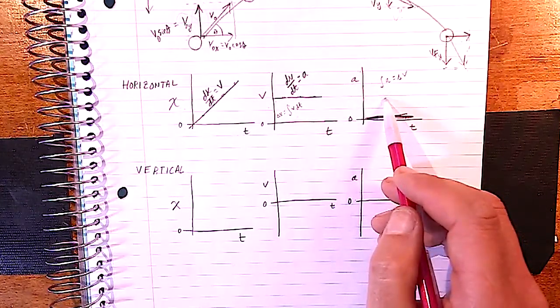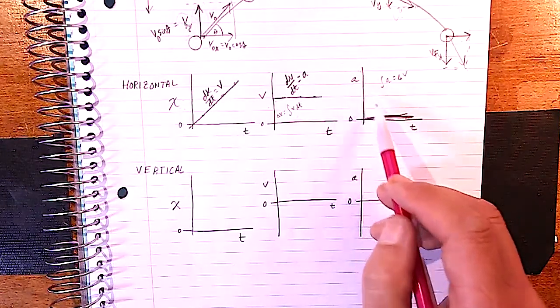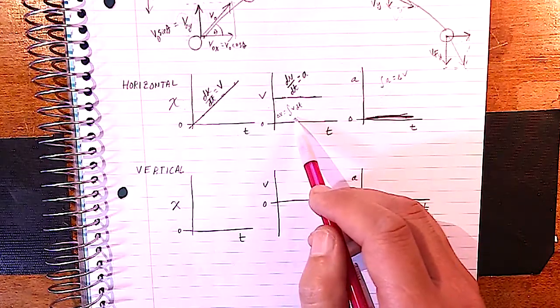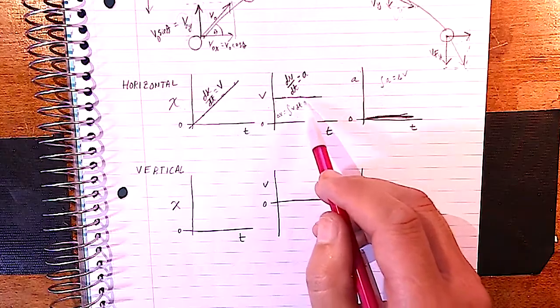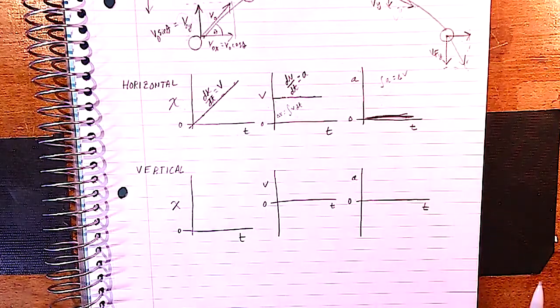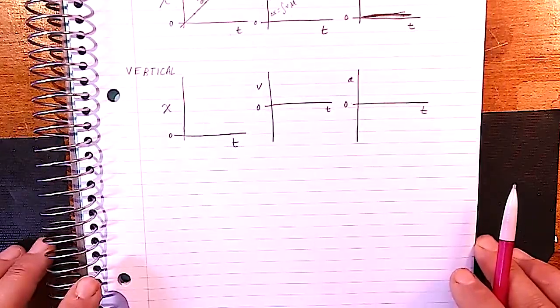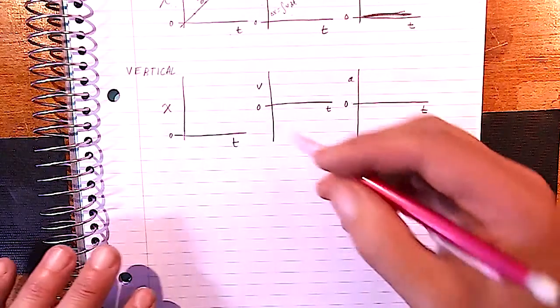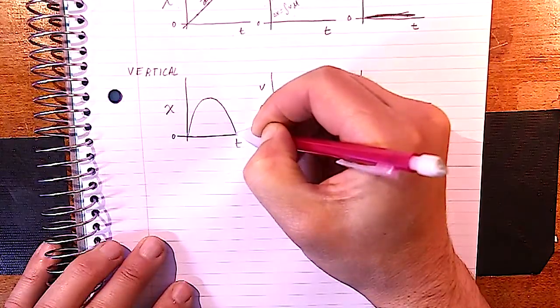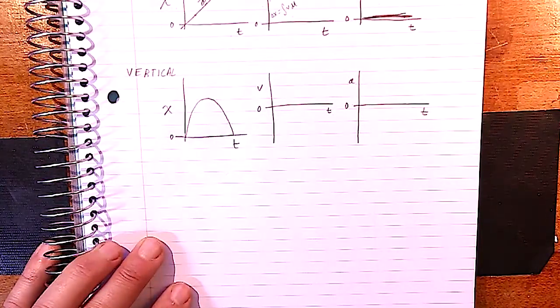The area under the curve or graph of an acceleration time graph gives us the change in velocity. And the integral of velocity, the area under a velocity time graph, gives us position. Now, the vertical component is much more difficult. The graph ends up looking like this.